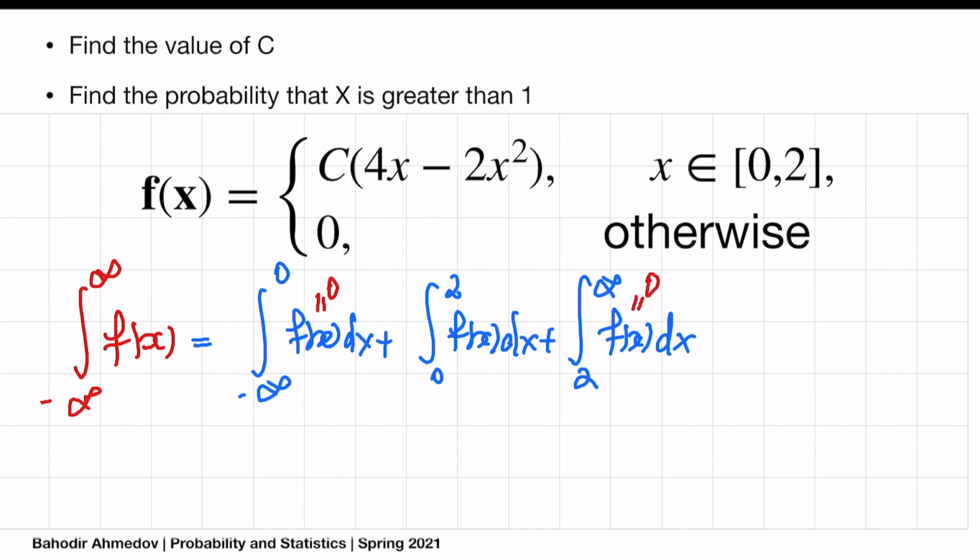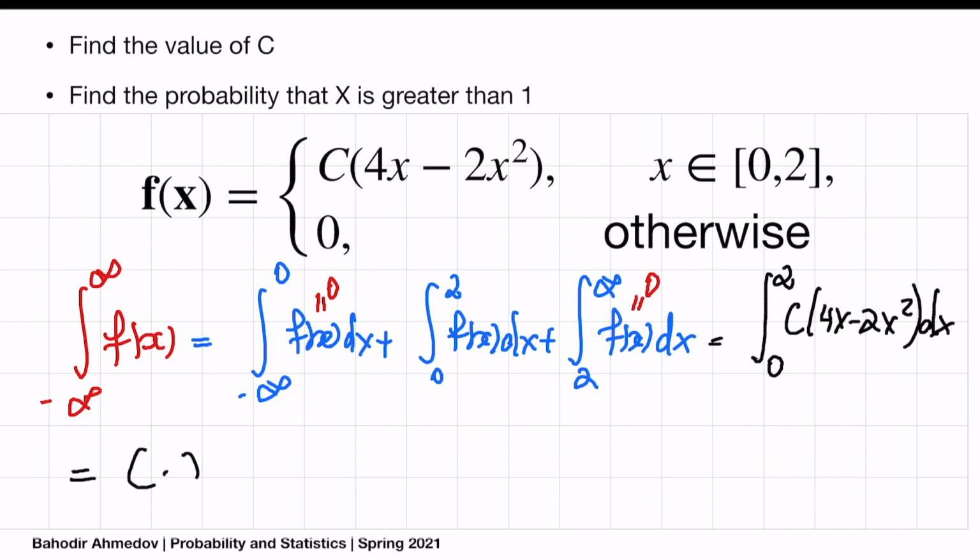And the value of my function between 0 and 2 is given like this, and I'm just going to substitute this there. That's going to be the integration from 0 to 2 of c times (4x minus 2x squared) dx. Can you help me with evaluating this integration? In order to do this, we need to know the antiderivatives, right? So it's going to be c times 2x squared over 2, right? This is the antiderivative of 4x, minus 2c times x cubed over 3, which is the antiderivative of x squared.